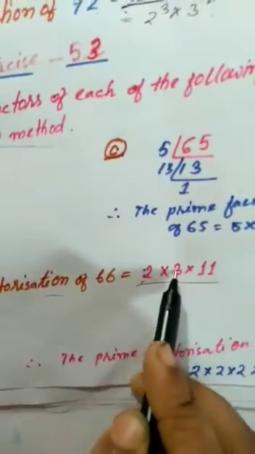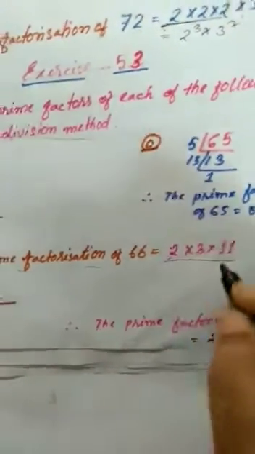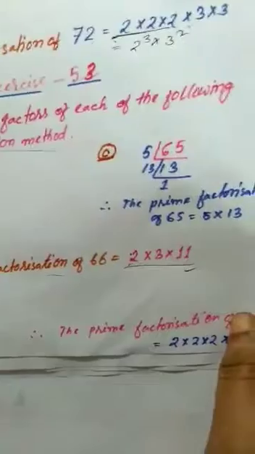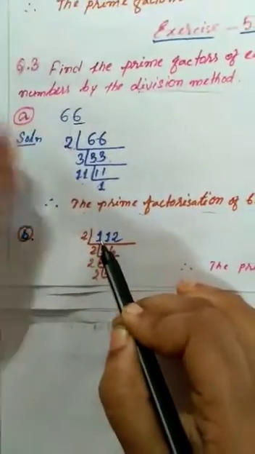2 3s are 6, and 6 and 11 just 66. So our result is coming, that means it's correct. Right, now if you'll see, question number B is 112.